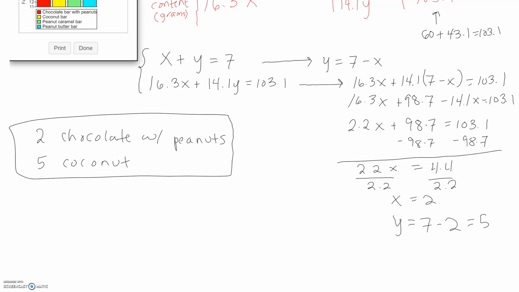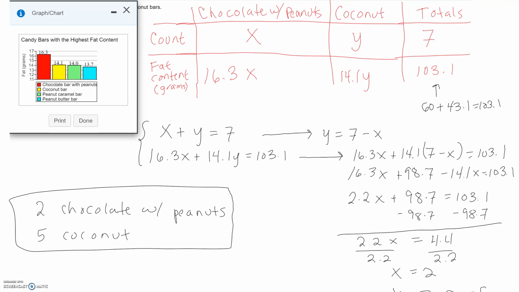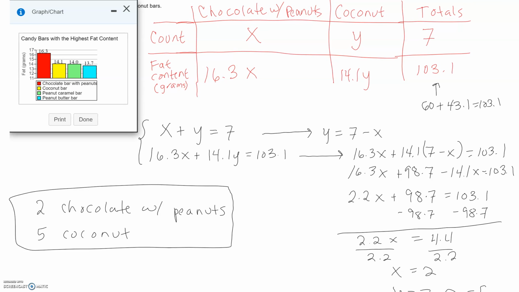So while it's a lot of information, once we got it set up into the system, we were able to solve that just using substitution. We could have used elimination. But organizing the information, you have to sort through all that information, and I find using a table can be helpful. Okay, there we go.